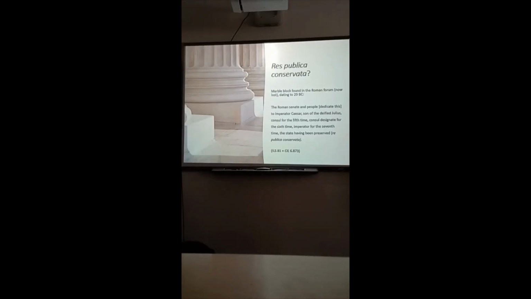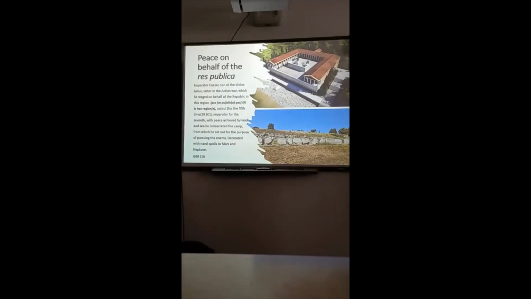Next slide. I might rush through these so we can get to your questions. This is just further emphasised in a number of monuments. Those of you who have just started doing the imperial image, I understand you've got as far as Actium. This is a reconstruction of the victory monument at Actium, or at Nicopolis, along with the monumental inscription in Latin, as it remains to us, and this is just the restoration. Imperator Caesar, son of the deified Julius, victor in the Actian war, which he waged on behalf of the Republic. So he's claiming that he was fighting this war because of the res publica. And then he also claims that he achieved peace by land and sea in this monument. Next slide.